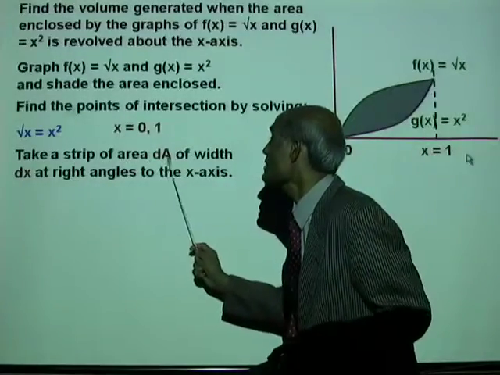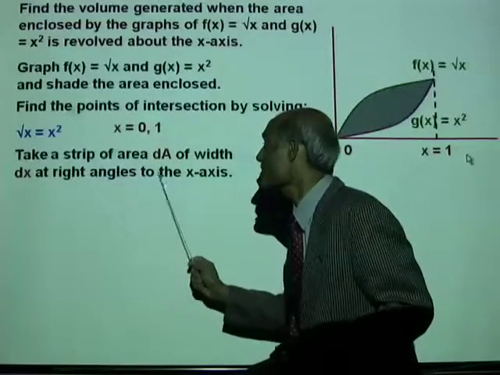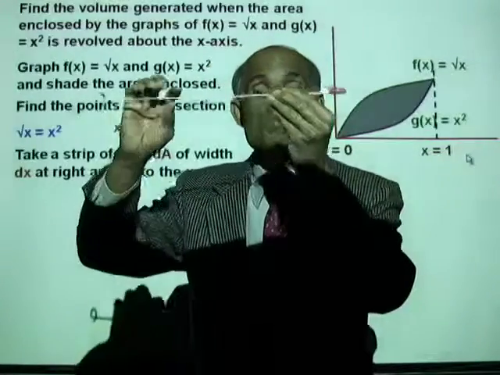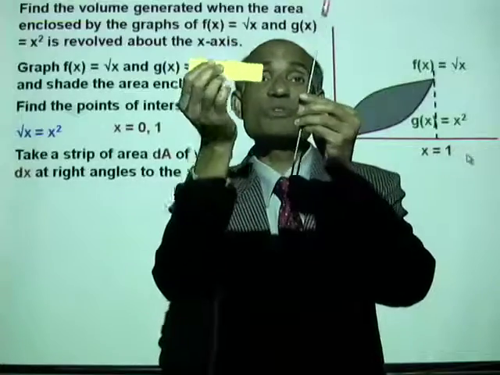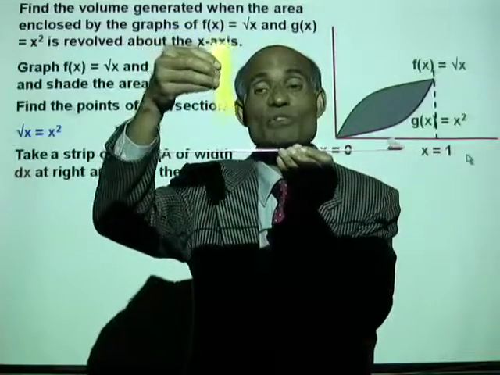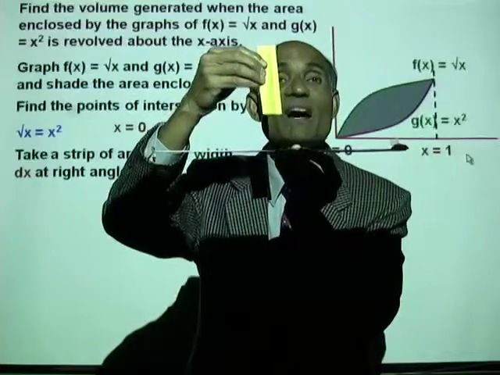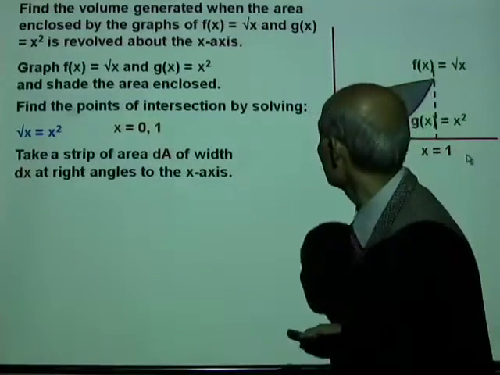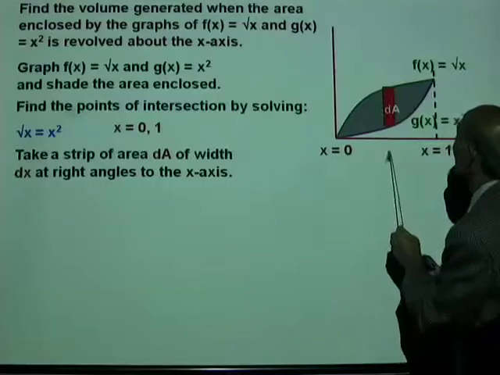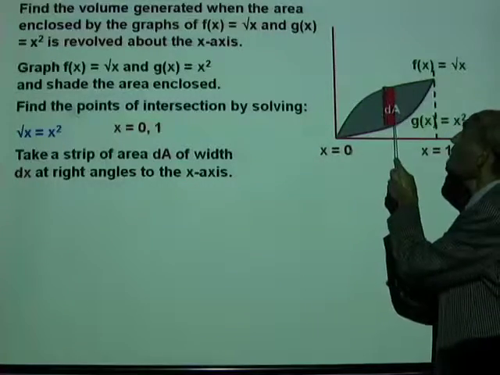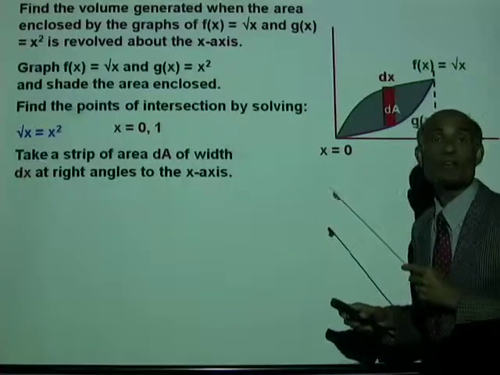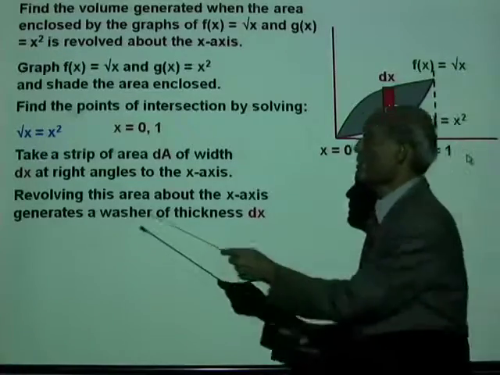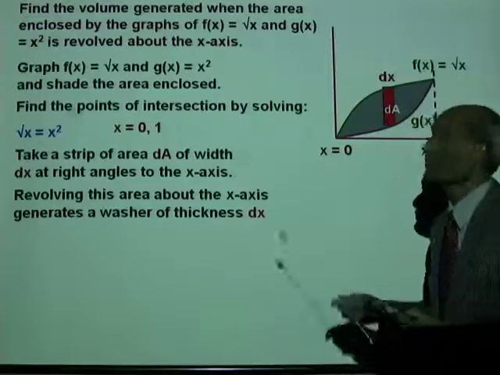Take a strip area dA of width dx at right angles to the x-axis. Now, in the case of revolution about the y-axis, we took dA at right angles to the y-axis. This time we need revolution about the x-axis, so we take dA at right angles to the x-axis. All right? So what will that be? We will construct an area dA here at right angles to the x-axis. What is the width of that area? The width of that area will be dx.